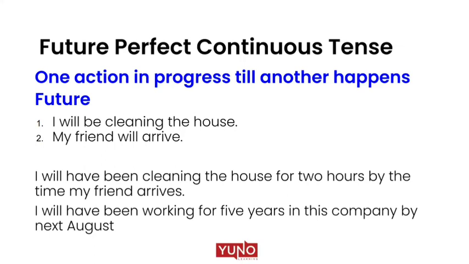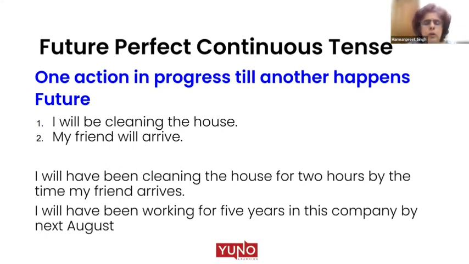Let's see a few examples. Future perfect continuous means one action is in progress till another action happens in future. Suppose we talk of these two actions: I will be cleaning the house, and my friend will arrive. How do we combine these two actions? I will have been cleaning the house for 2 hours by the time my friend arrives. And let me tell you, future perfect is a tense we use quite rarely. For a number of reasons it is a little complex, so people make mistakes. So this is one tense which is not so often used, like simple future and future perfect.